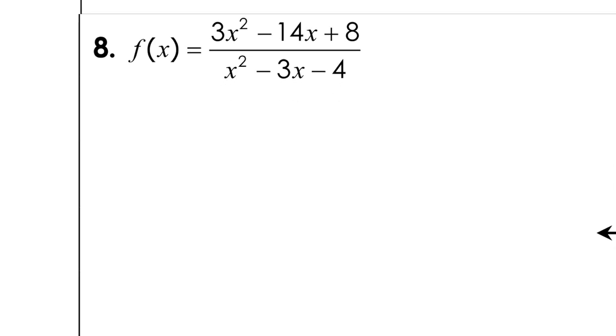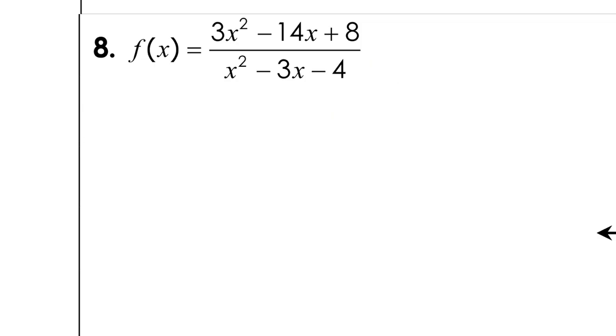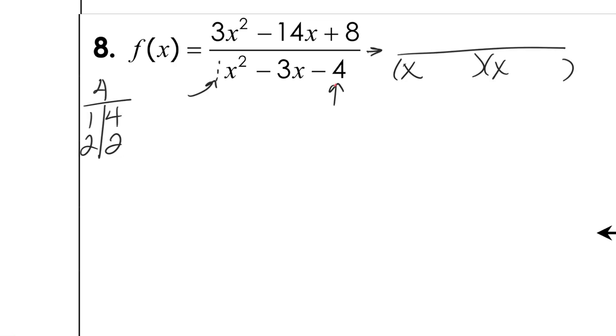I saved number 8 for last because it is pretty gnarly in that it is a lot of factoring. I'm going to start with the denominator simply because this is a 1, which means that in order to get a 1, I just have to multiply by 1x and 1x. I look at my 4. I say, okay, what are all the combinations to get a 4? When I read it backwards, I say, what combinations are going to have a difference, so something minus something else, and they have to make -3. So if I look, I can see that 1 and 4 make -3.